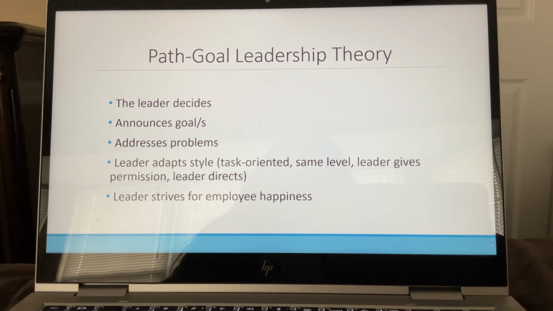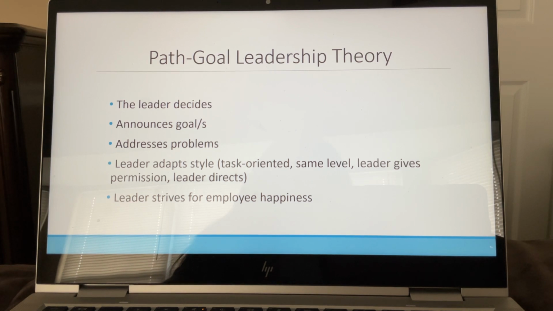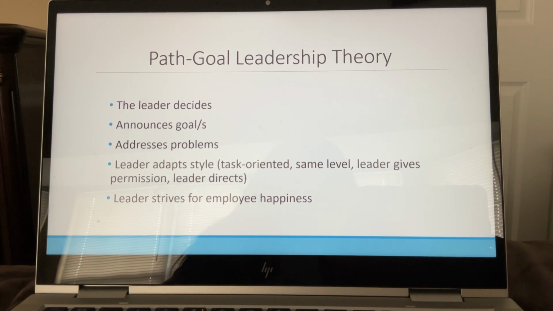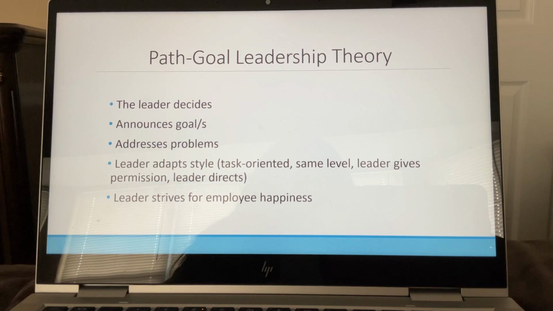Now we're going to talk about path goal leadership theory. This is when leaders make a decision. They announce what their goals will be. Employees or leaders come up with the problems that are going on during the situation, and the leader can adapt 4 different leadership styles to the problems and the whole goal. These leadership styles are task-oriented, supportive, or same-level leadership. Leader gives permission to the employees, or leader just directs. So the leader strives for the employees to be happy with this situation, even that they're also helping lead.